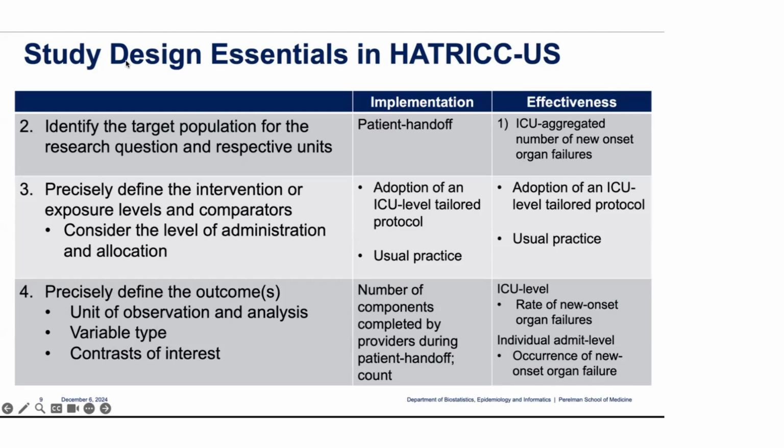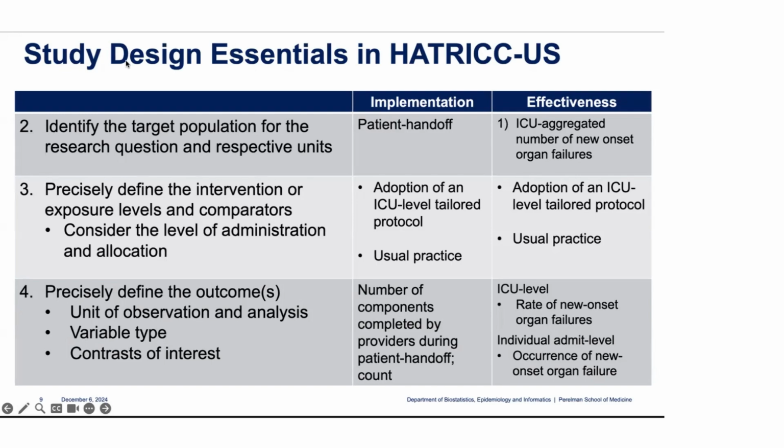For the effectiveness outcomes, this has actually varied a bit over the course of Hattrick, but I will start with where we initially conceived we would be as far as the level of the effectiveness outcomes in the target population. And so here we are considering the ICUs, and the number of new onset organ failures is going to be the outcome that's assessed at each ICU. And so here we're already starting to see how we can have different levels or different units of observations in our consideration of the implementation and effectiveness objectives.